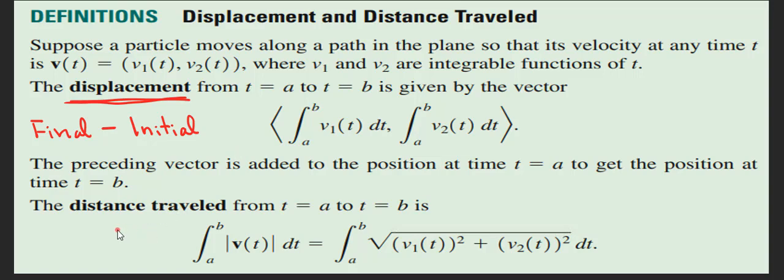In order to find the total distance traveled from t equals a to t equals b, you've got to find the integral of the absolute value of velocity from a to b, which is the magnitude. Therefore, the square root of quantity v1 of t squared plus quantity v2 of t squared. And note that dt is outside the radical. Let's take a look at some examples.